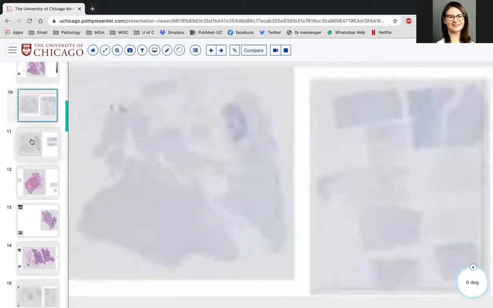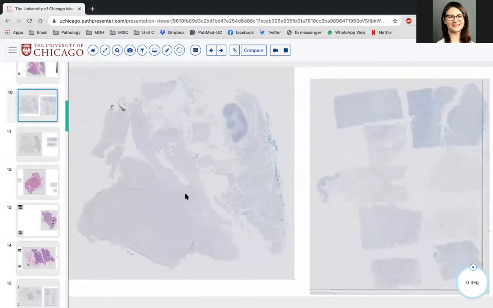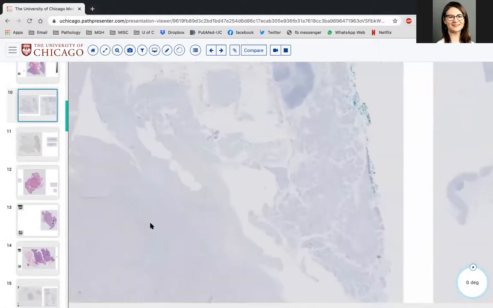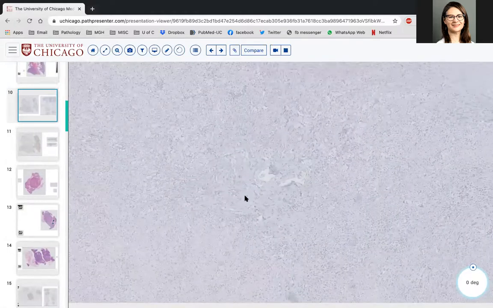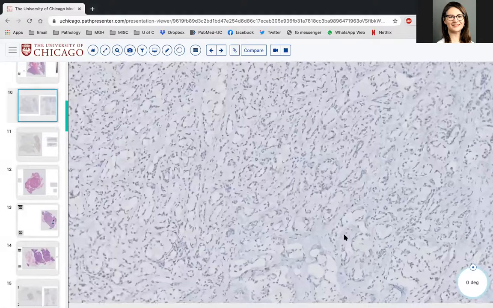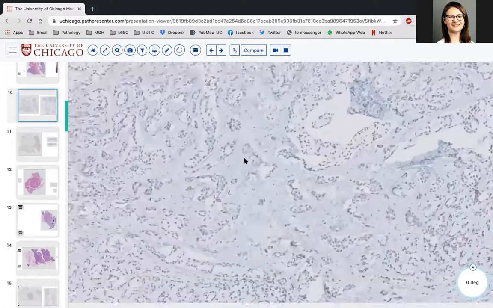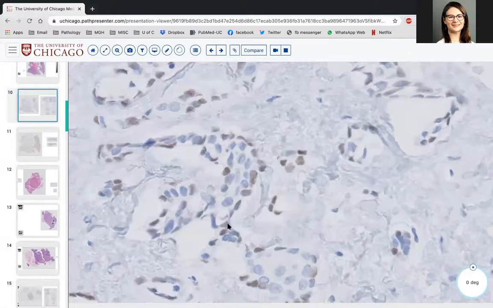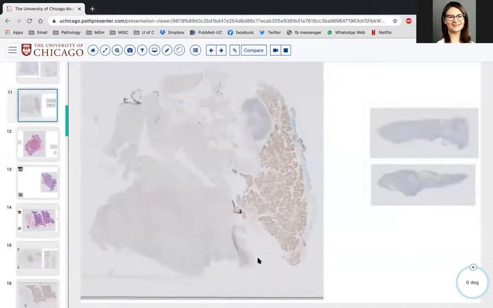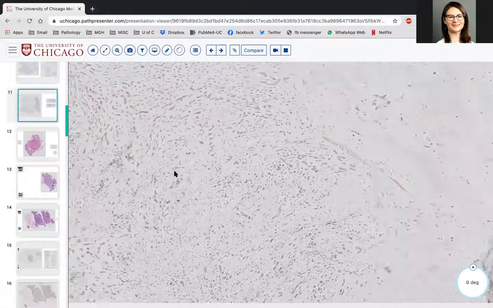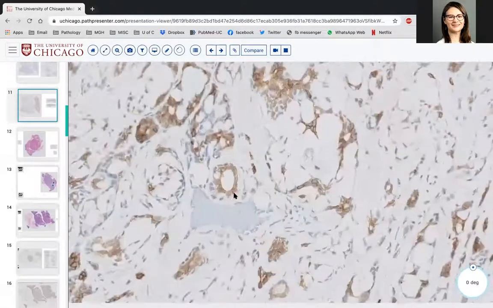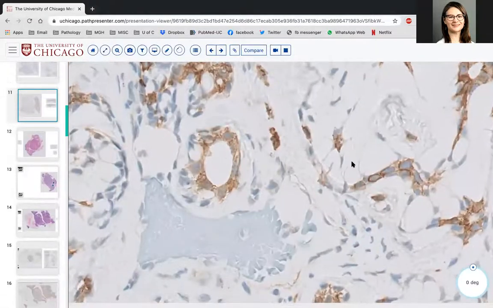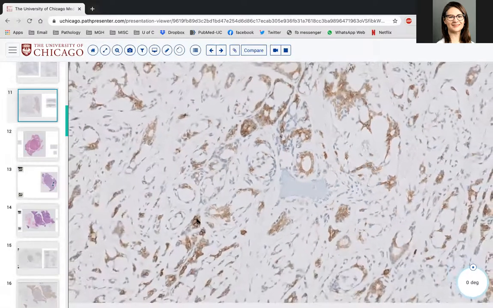So here's confirmation. This is, what is this, P40? Is this P40? Yeah, oh, here it is. The P40 is a little weaker than the P63, but you can see how it again highlights this nice outer myoepithelial cell layer. And then C-kit, which should highlight the luminal, oh, here we go, nice, the luminal epithelial cells. So again, demonstrating the biphasic morphology.